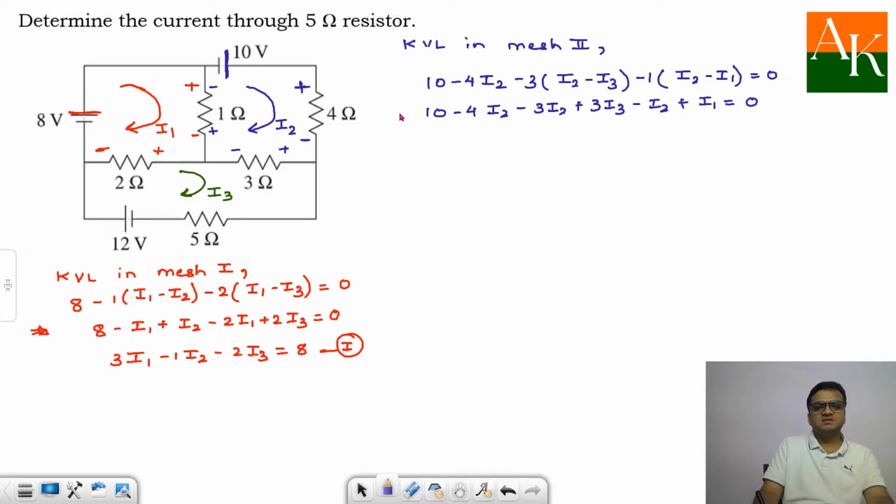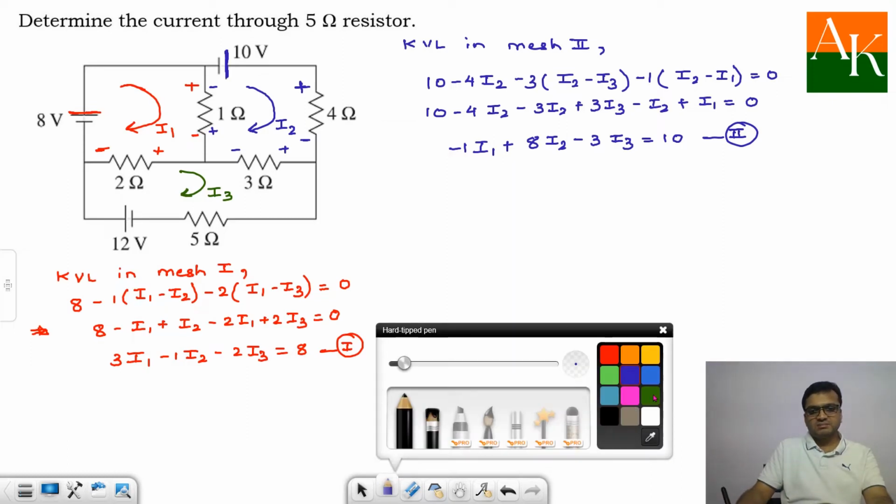I will arrange the terms in such a manner that I have a nice format, in which the coefficient of I2 will be positive. So this turns out to be minus 1 time I1 plus 8I2 minus 3I3 is equal to 10. This is my equation number 2.